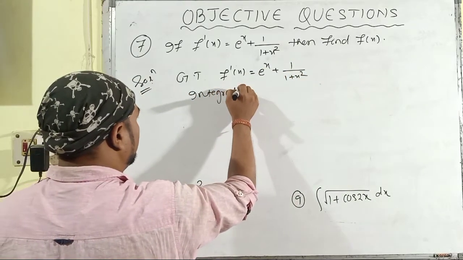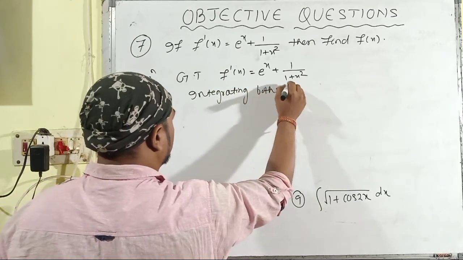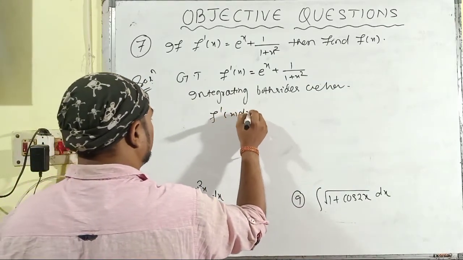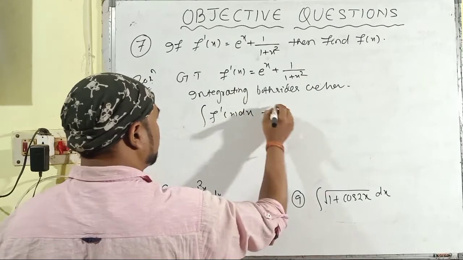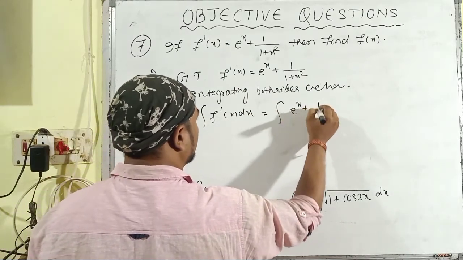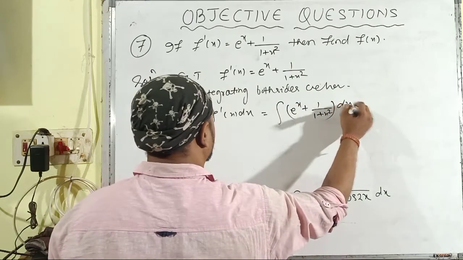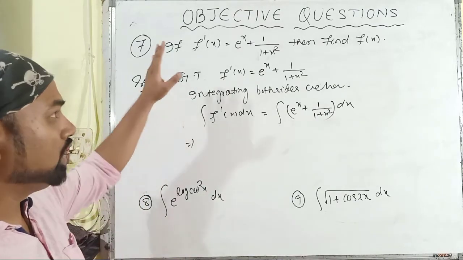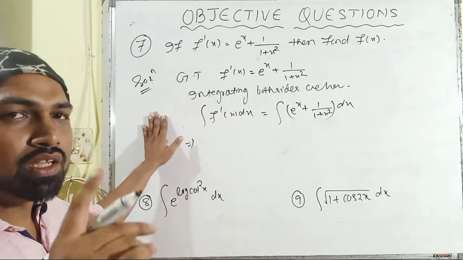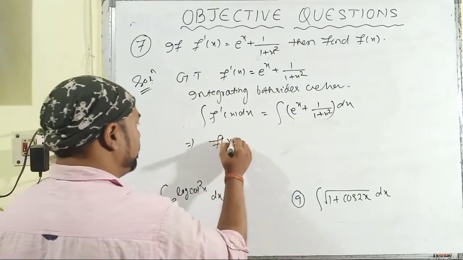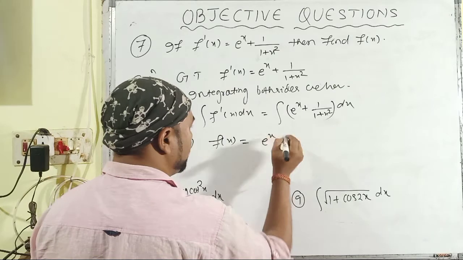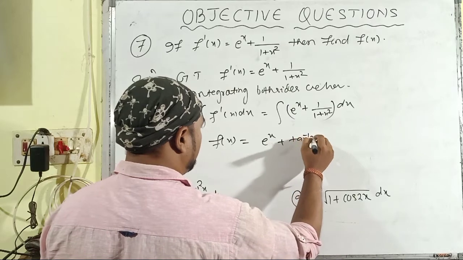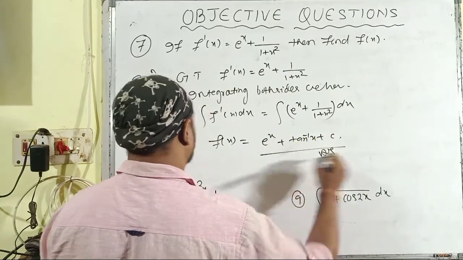Integrating both sides, we have the integral of f dash x dx, then the integral of the sum of e to the power x plus 1 upon 1 plus x square with respect to x. And you have to integrate them as short as possible, because these are objective questions and this will carry 1 mark. So the answer will be very short. It will be f of x equals e to the power x, and the integral of 1 upon 1 plus x square is tan inverse x plus any constant c, and this is your final answer.